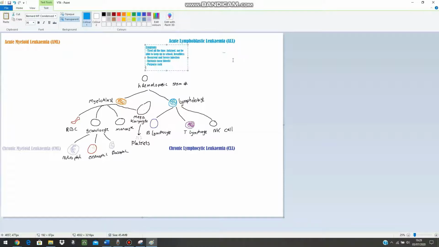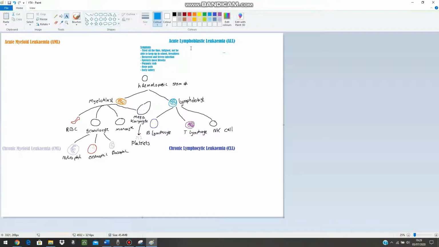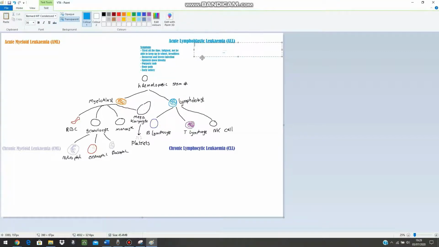So we talked about infiltration of the bone. Therefore, we might see things like bone pain going on as well, which often children complain of. And as well as the early satiety, because as our spleen enlarges, it pushes on the stomach, and therefore we can't eat as much. Okay, so that's some of the stuff we can look for in history. What about on examination?